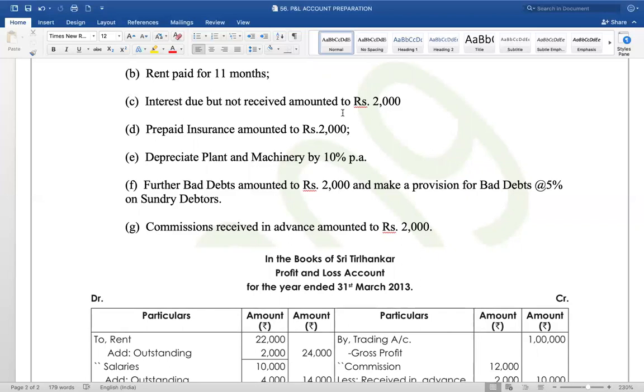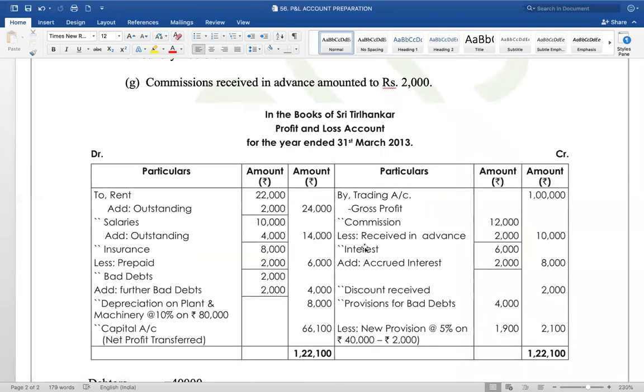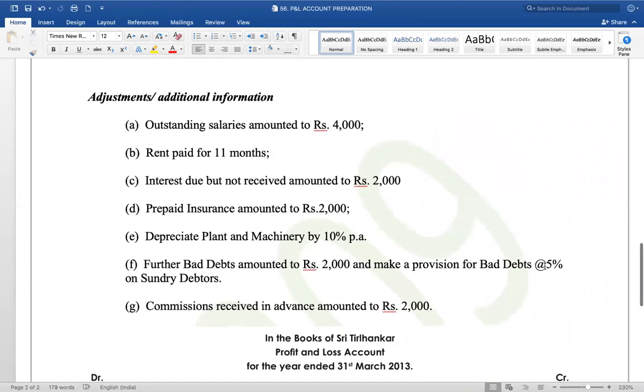Look at this. There is another 2,000 which belongs to this year, but you have not considered that. What will you do? Add. Interest received is income, so take it on the credit side. Interest 6,000, and 2,000 worth of interest is accrued but not received. So this is outstanding income. Add it to 6,000 so that it will become 8,000. Okay.